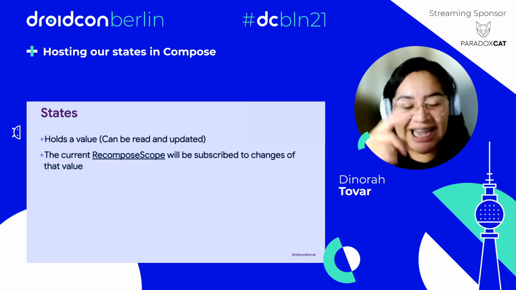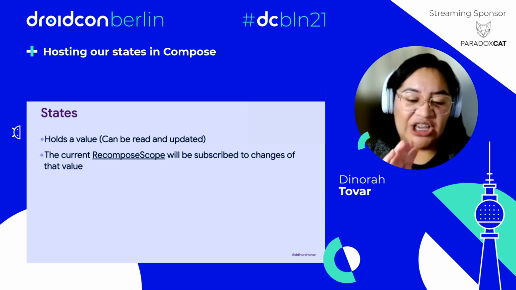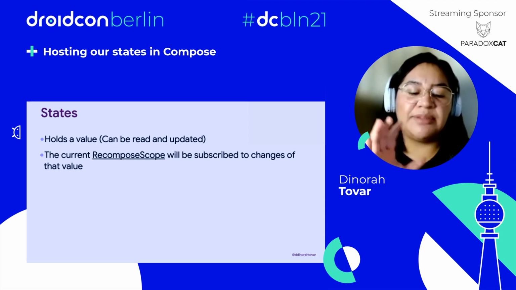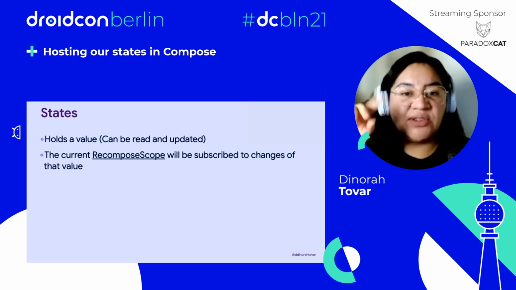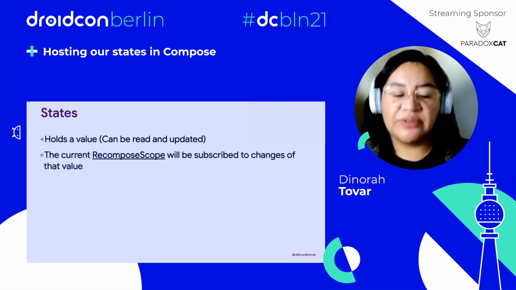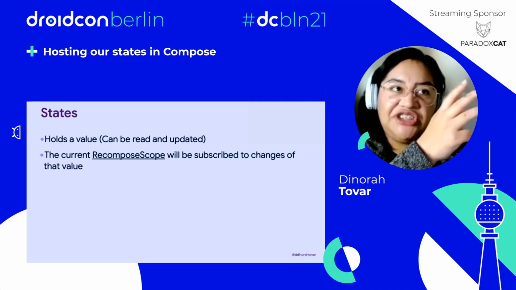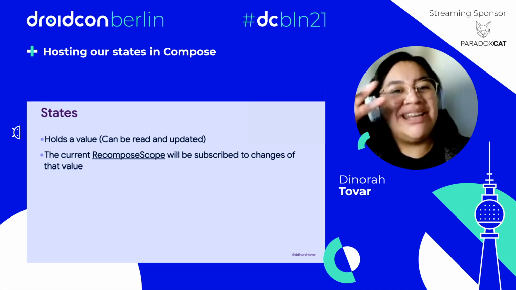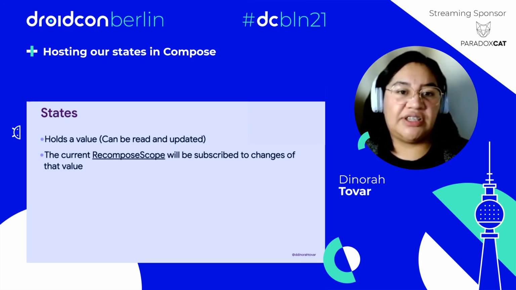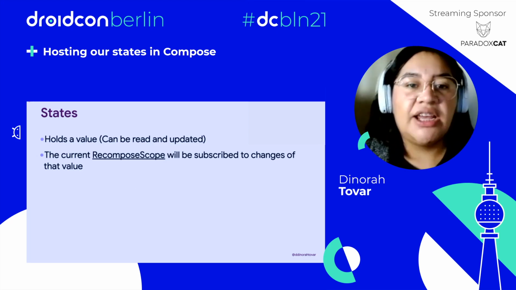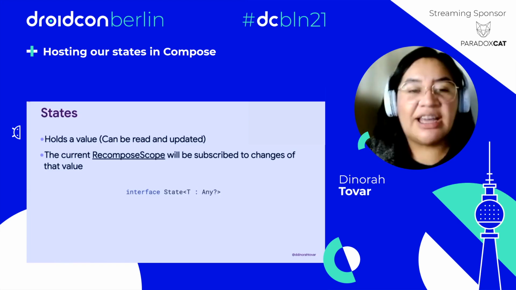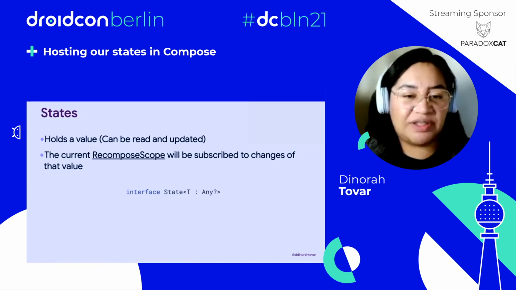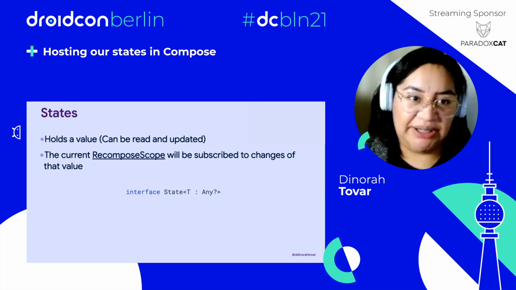So every time the composable function has something called recomposable scope, and it will be subscribed to changes of the value. So every time the state changes, the recomposable scope will be in charge of hearing these updates, right? So at the end of the day, if a state can be anything, a state becomes an interface that has any type of value.